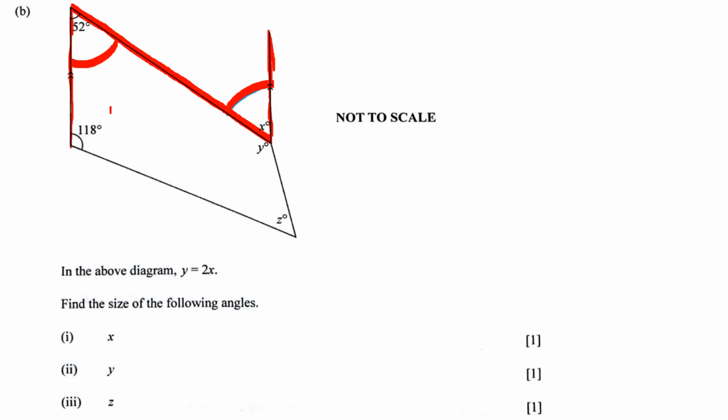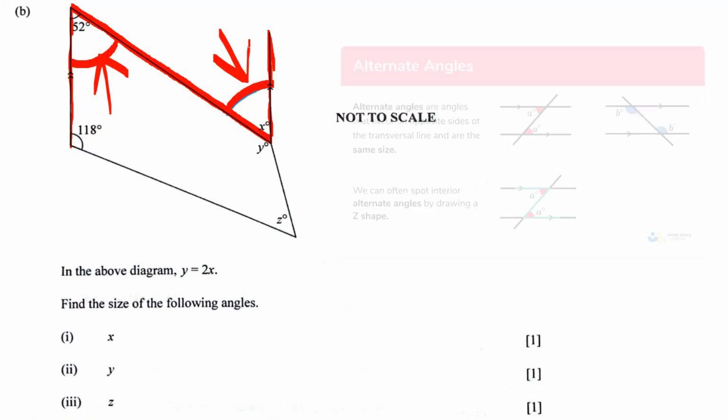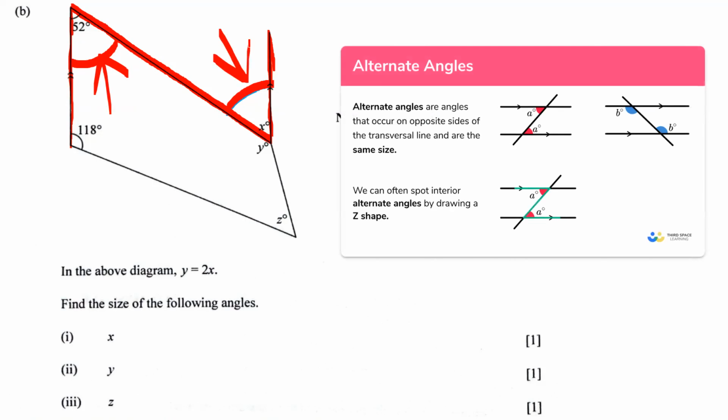So if this is 52, that means that this is also 52 because alternate angles are equal. And so they form a Z, just like how this diagram is showing. So 52 is our answer for angle X, because alternate interior angles are equal. Okay, let's move on to the next question.